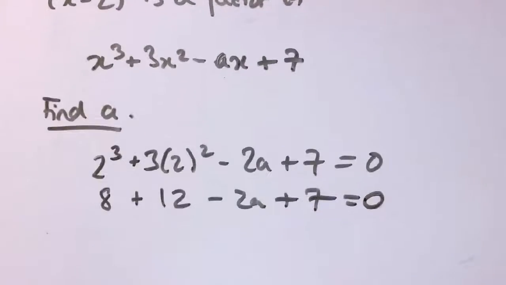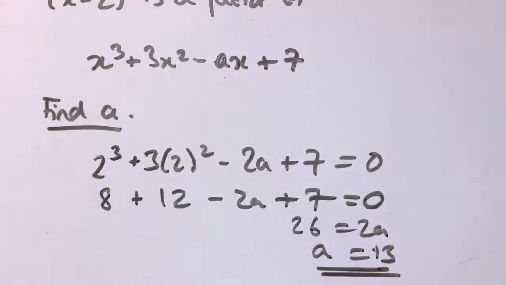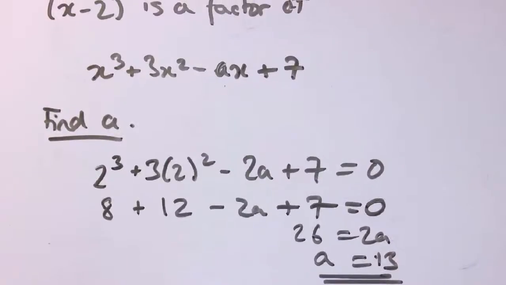We've got a simple equation in a that we can just solve. So I've got 19, 26 looks to be equal to 2a, so a is equal to 13. So there's a simple application of the factor theorem there in a kind of exam style question. But the main point is you get how it works from those previous examples, and once you get that idea, these sorts of things will be fairly easy.